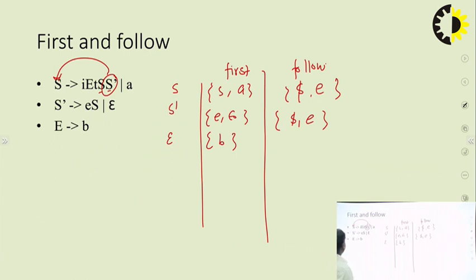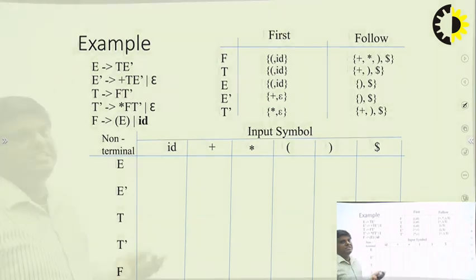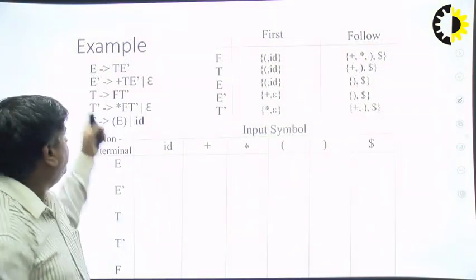And what is the follow of E? E is only here, and in any production, no E is involved. Then what is the follow of E? That is the T. That is very simple. I compute the first and follow of any production rule. In the next lecture, I will compute the parsing table of any production rule.